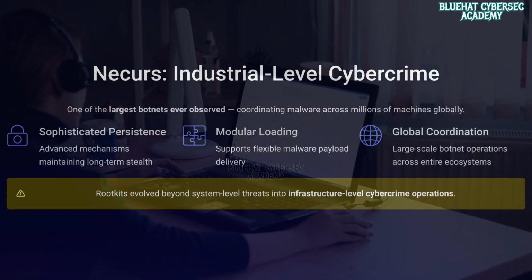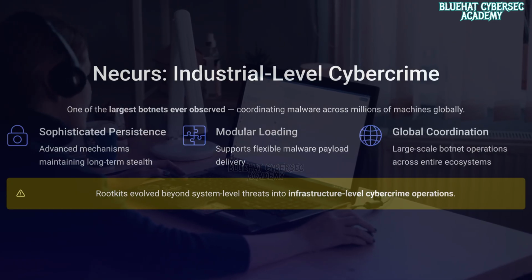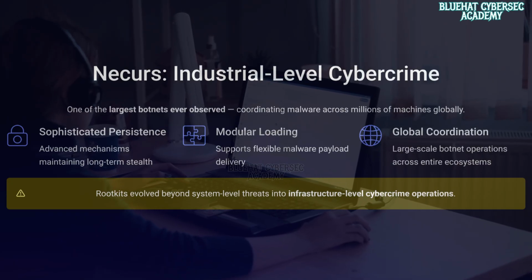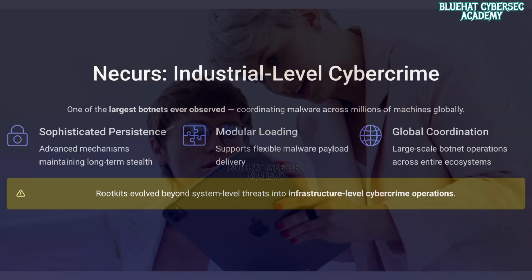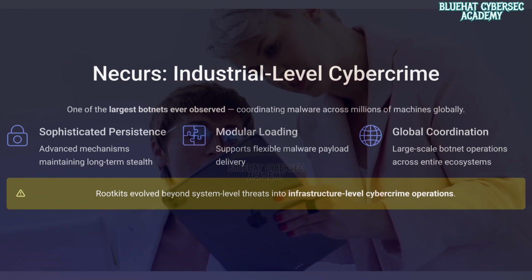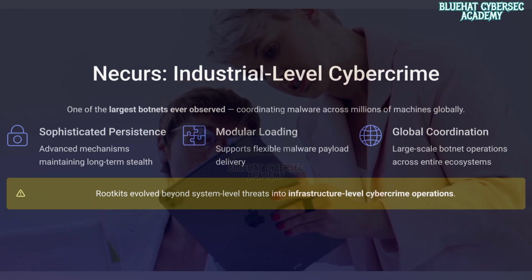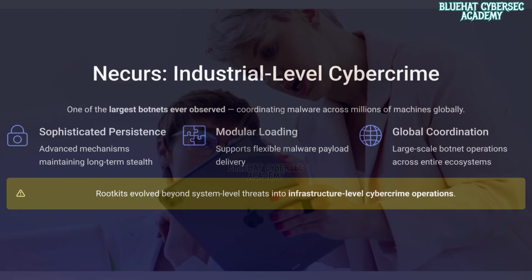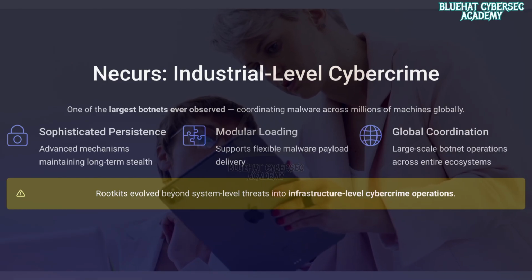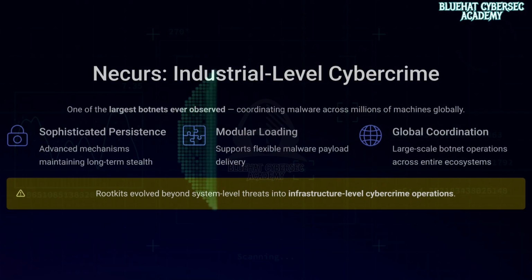It had highly sophisticated persistence mechanisms. It supported modular malware loading capabilities. It enabled large-scale botnet coordination, and it maintained long-term stealth operation across millions of machines. And here's the key takeaway when you step back and look at it. Necurs wasn't just hiding malware on one system. It was coordinating malware across an entire global ecosystem. So at this stage, rootkits had evolved beyond system-level threats into infrastructure-level cybercrime operations.